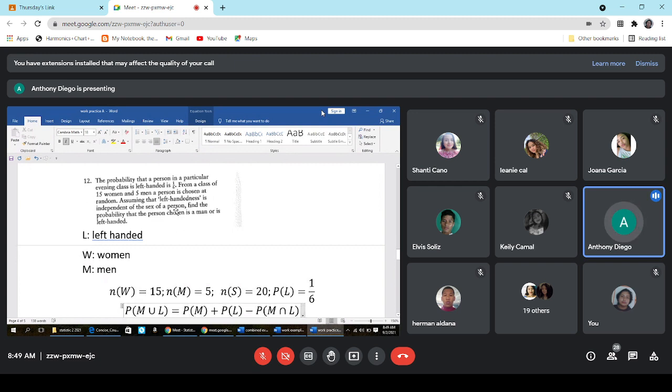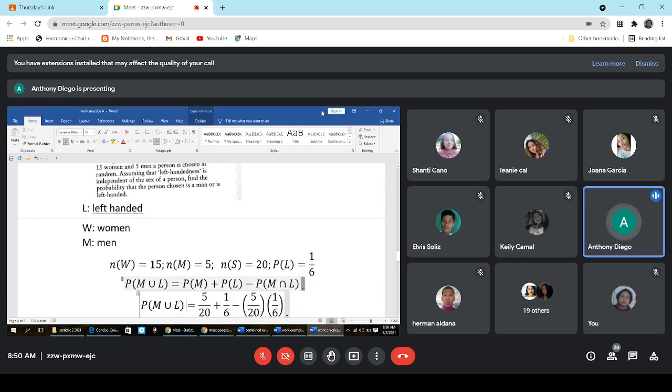So they want us to find the probability that the person chosen is a male, a man, or, which means union, left-handed. So that should be equal to the probability that it's a man plus the probability that the person is left-handed minus the probability that he is a man who is left-handed. So we plug in; if you notice, for the intersection, I used the independent event.